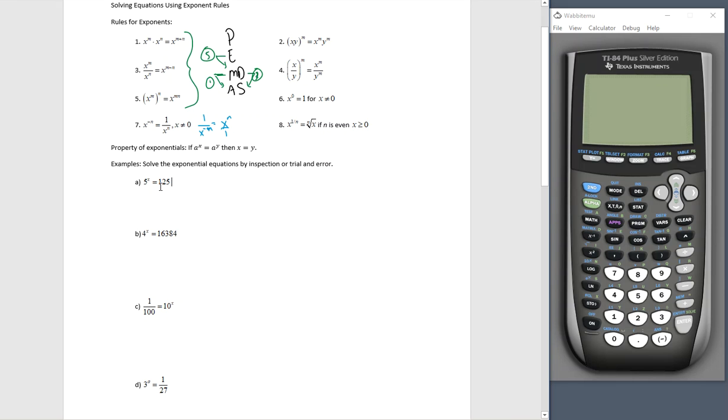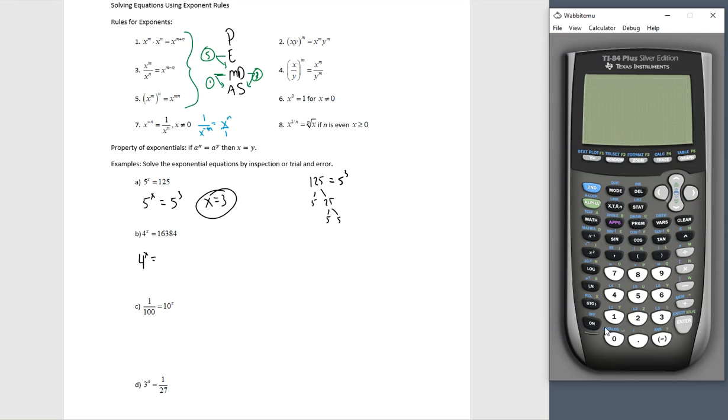So what we want to do here, let me get my cursor out of the way. I have 5 to the x on the left. I know that 125 happens to be 5 to the third power. So in problem A, if 5 to the x equals 5 to the third power, they have the same base, it must be that x equals 3. And this is a factor tree. You could do this to find the prime factors of any number, but sometimes they're a little crazy and hard to do.